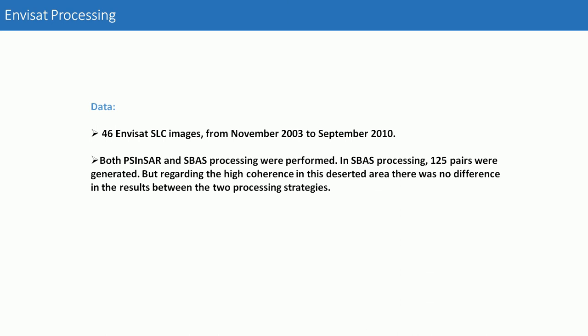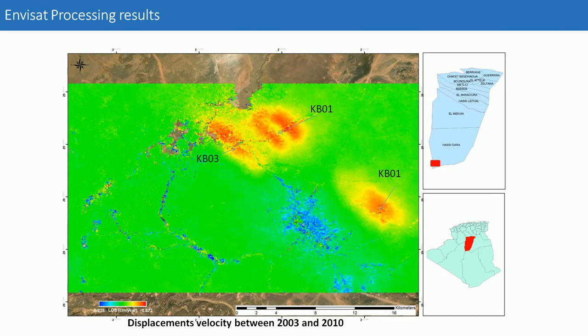Because this area has no vegetation, it presents a high coherence. For this, we got the same result between PSISAR and S-base, so we stick to PSISAR results. These are the PSISAR results in the 3 injection wells. We can see here some sand movement that was mapped.